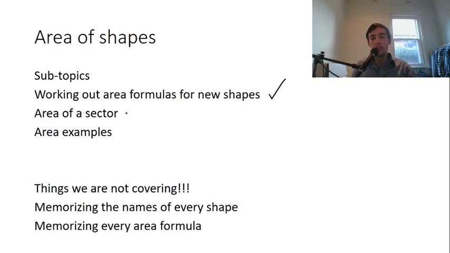We worked on the area of a sector and we did some area examples. Again, keep in mind, use your resources, use your textbook, the internet, and try some questions and give it a go, and I'll see you next time for volume. Yep, for volume.